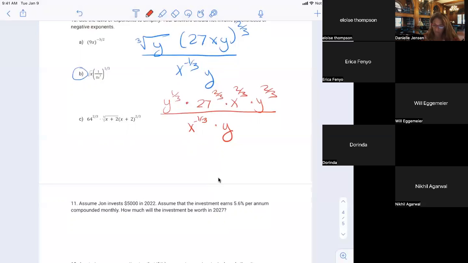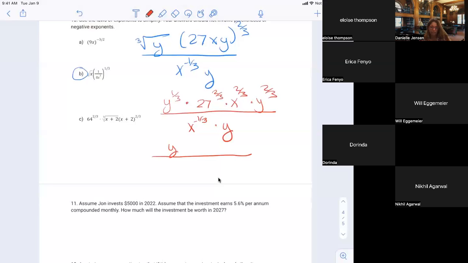You can add y to the 1/3 and y to the 2/3 to just get y. Because with the same base, y and y, you can add the exponents. So y to the 1/3 times y to the 2/3 would just be y to the 3/3, which is just y. So I'll have y on top.